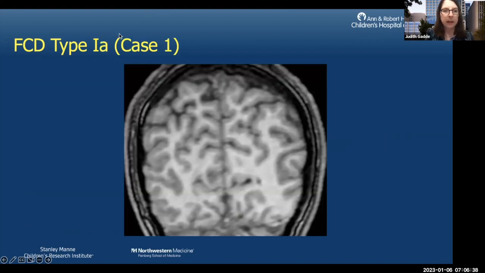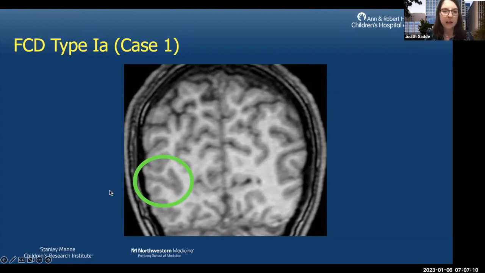So here is an example of type 1A. So this is a coronal T1 3D image. And I'll give you a second to take a look at this. And then this is the area of focal cortical dysplasia. So if you look at this gyrus that we have circled here with green, you can see that that gray-white matter junction in the cortex itself is kind of blurry if you compare that to the contralateral side.